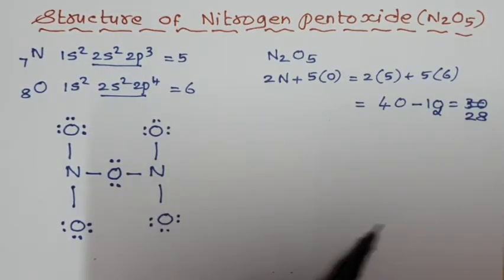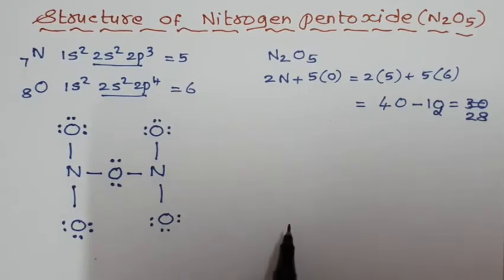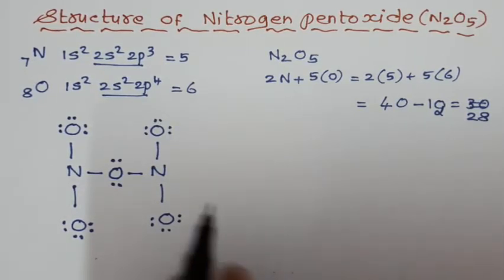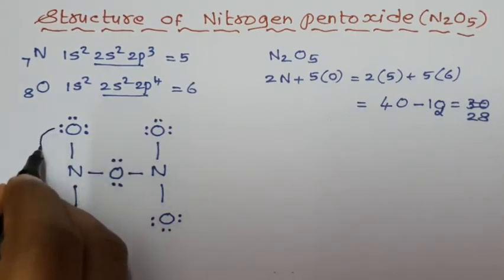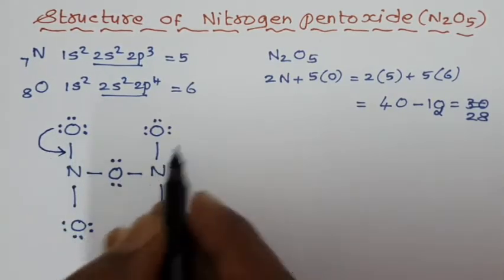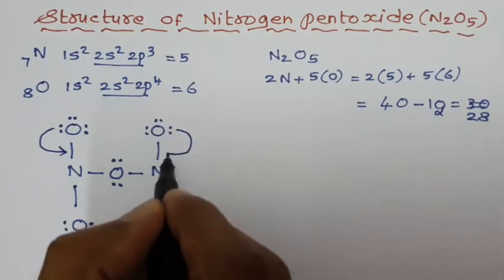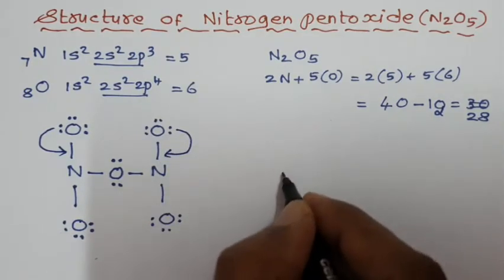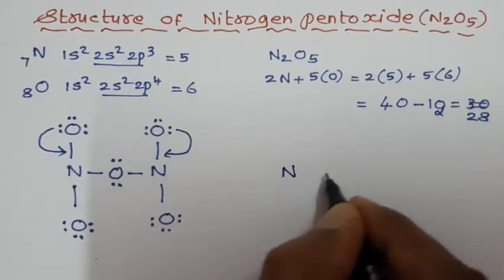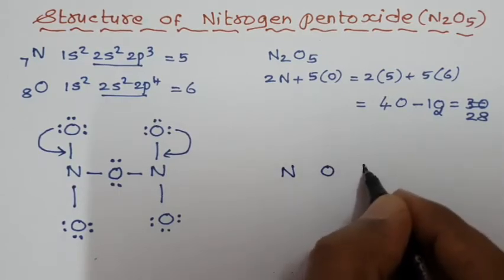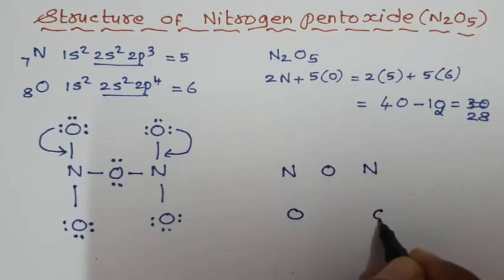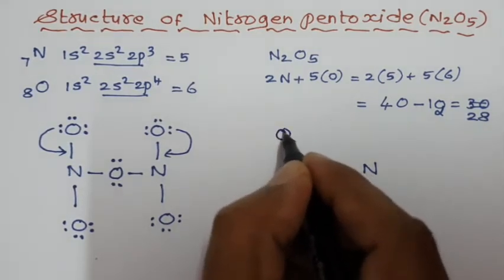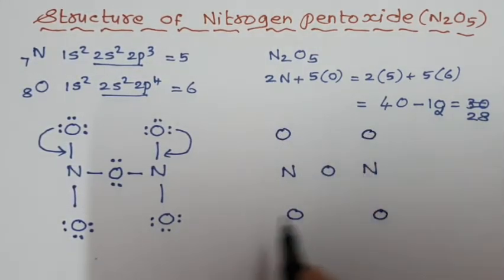There is no lone pair of electrons on the nitrogen atom. So to get an octet structure for nitrogen, since all the oxygens already have an octet, one lone pair of electrons from an oxygen atom is converted into a bond pair. So the final structure is nitrogen, oxygen, nitrogen. Here you have one oxygen, here one oxygen, above one oxygen, nitrogen, one oxygen.